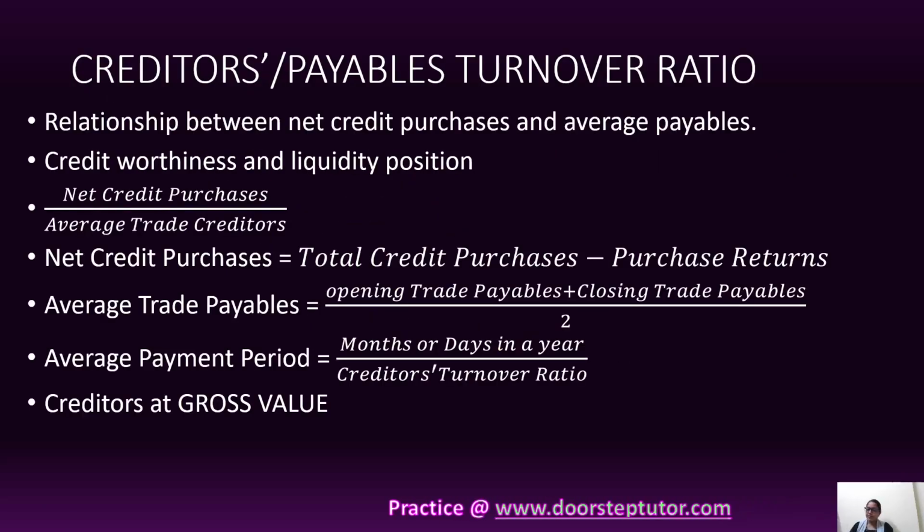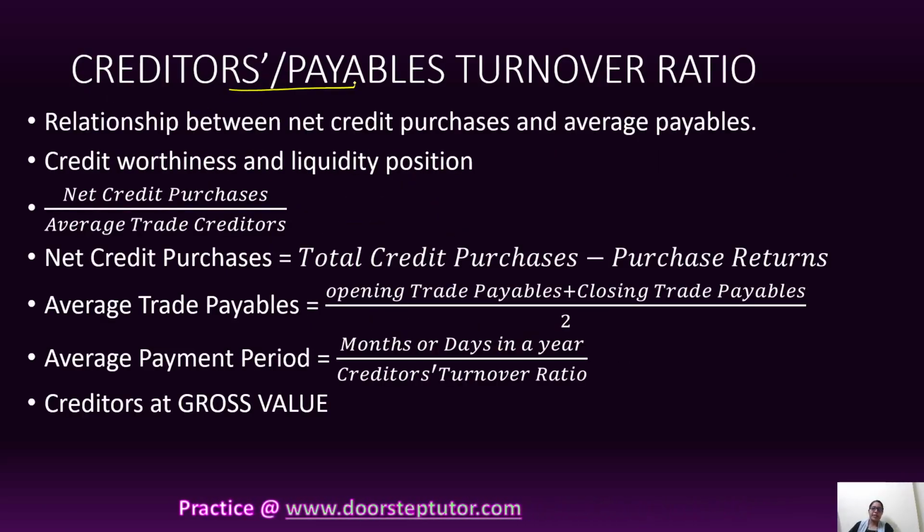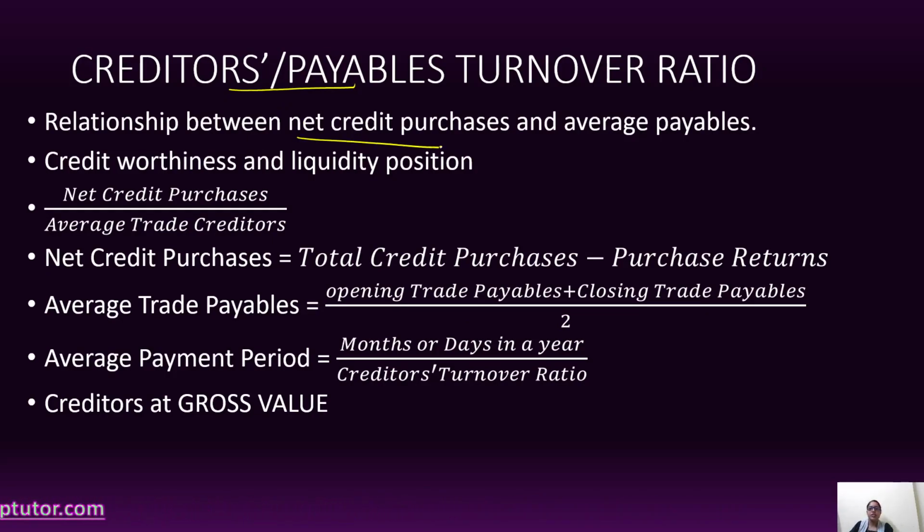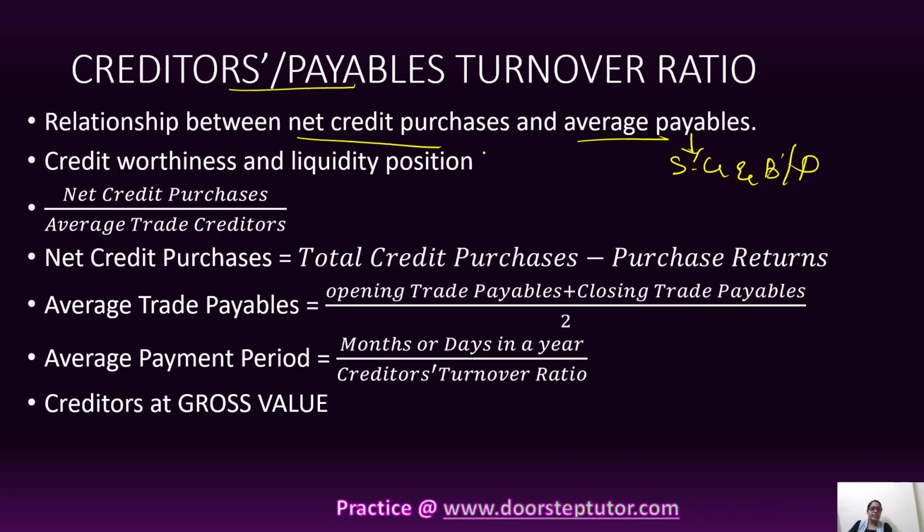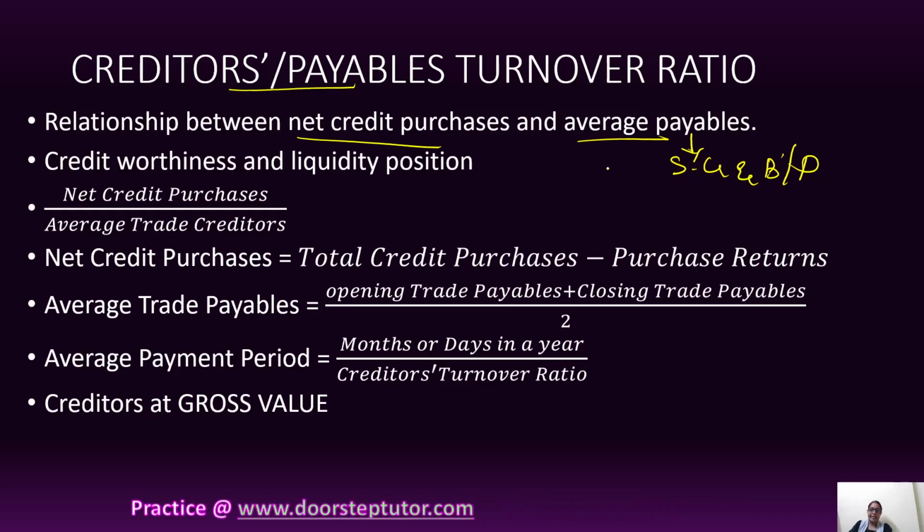Let's see. The next type of ratio is creditors or payables turnover ratio. And what is it? It establishes a relationship between the net credit purchases of a business concern and the average payables. These payables consist of sundry creditors and bills payables. Okay. Why is this computed? This is also a liquidity indicator. It shows how often, the number of times, the creditors are turned over in relation to the purchases that the firm makes. Shows how creditworthy a particular business concern is.